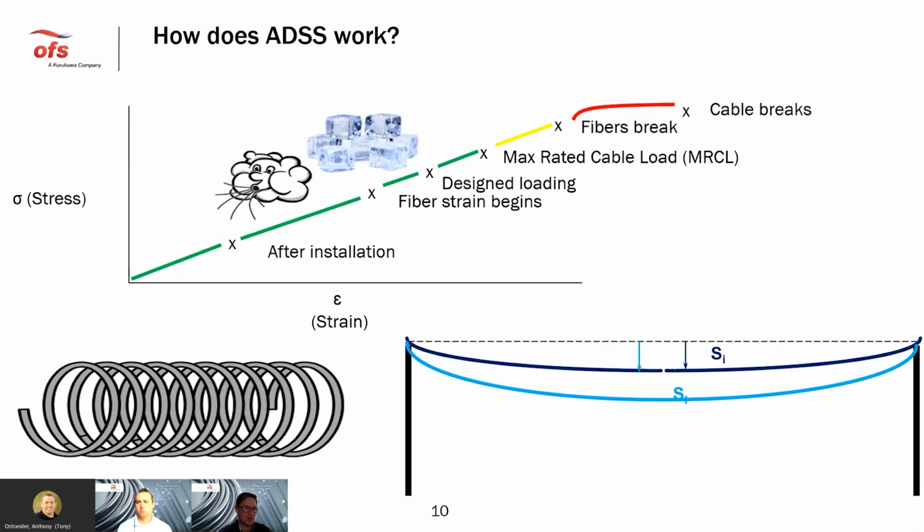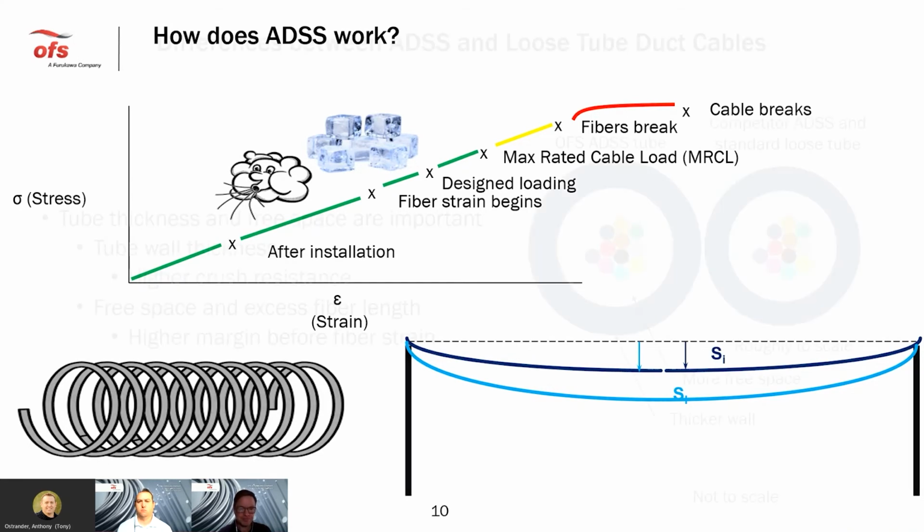There could be situations, maybe a truck runs into the cable, or you've got a very bad storm, hurricane or tornado, where you see loads that are beyond the maximum rated cable load, and then you're starting to get into the yellow range with fibers. And then if you have just a tremendous amount of stress and strain, the actual cable can break. But this is just a look at how ADSS ultimately works, and it's designed to spend its lifetime stretching, expanding, and contracting.